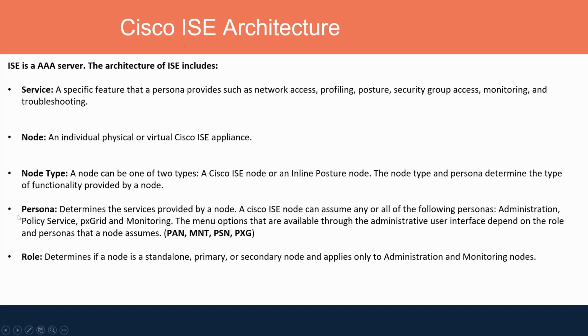Now let's talk about persona. I think in the demo class we discussed that. So what is a persona basically? The persona is the services provided by a node, because basically you are going to deploy all these services there. You are going to deploy personas in the node only. A Cisco ISE node can assume any or all of the following personas. In Cisco ISE, we have different personas. We have administration, policy, that is one of the personas.